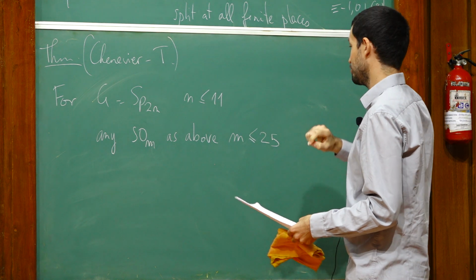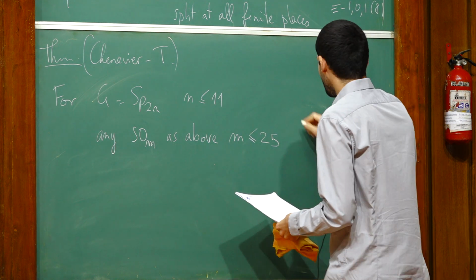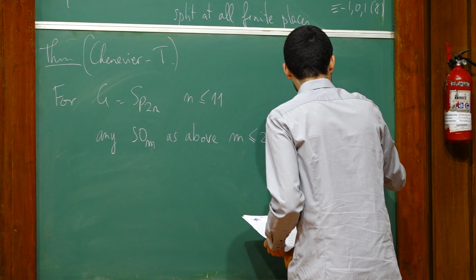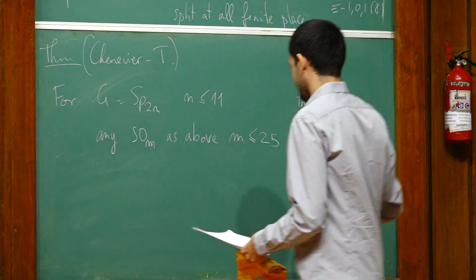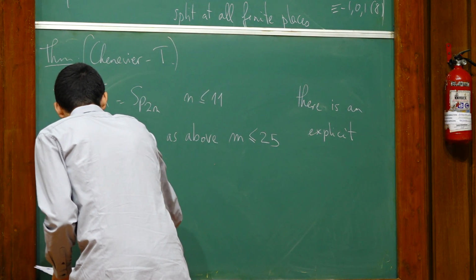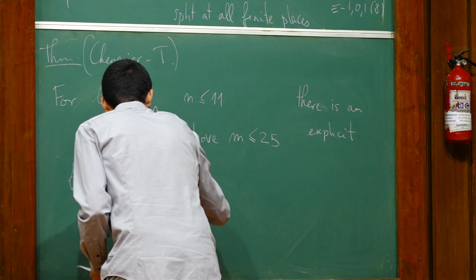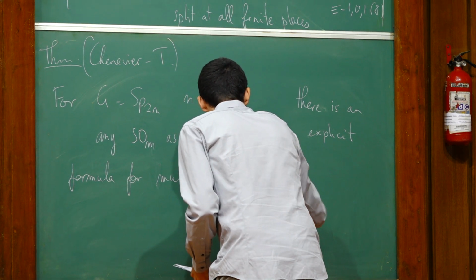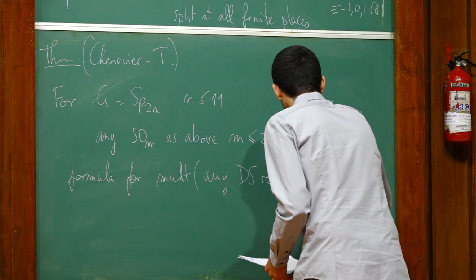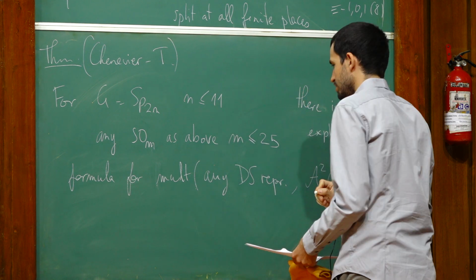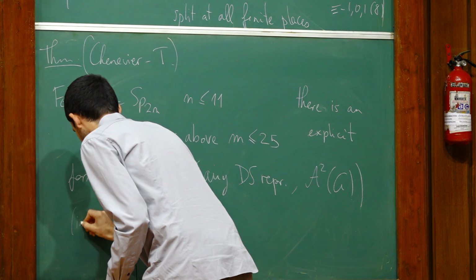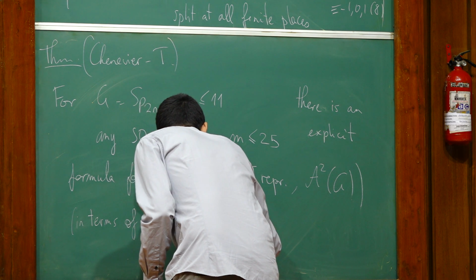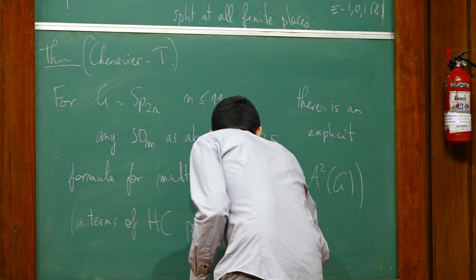up to SP22 and SO25, there is an explicit, well actually it's slightly more complicated than this, but there is an explicit formula for the multiplicity of any discrete series representation in this A2 of G. So let's say in terms of the Harish-Chandra parameterization of discrete series.